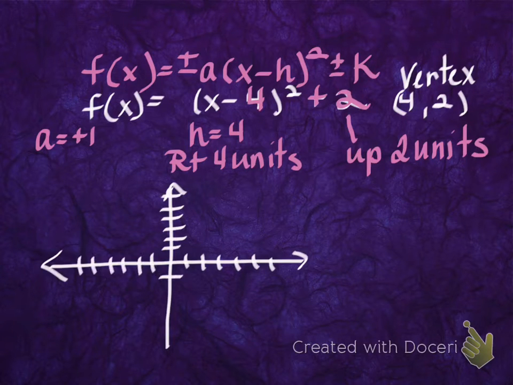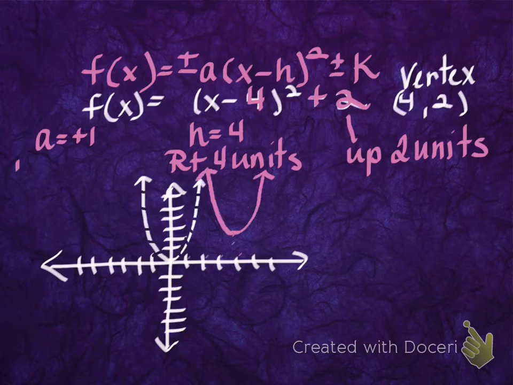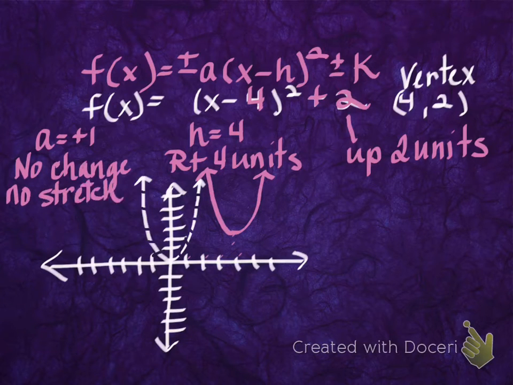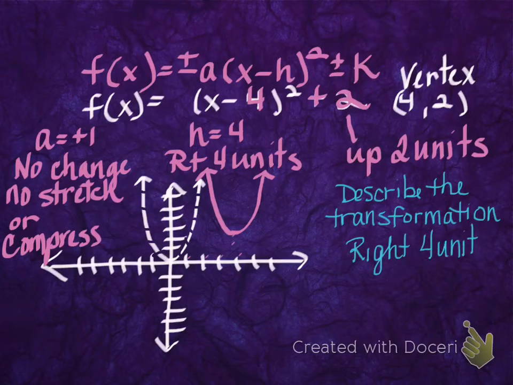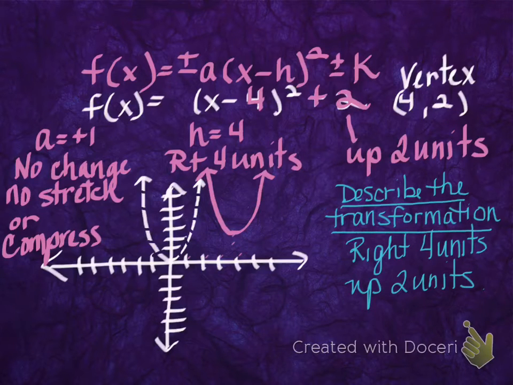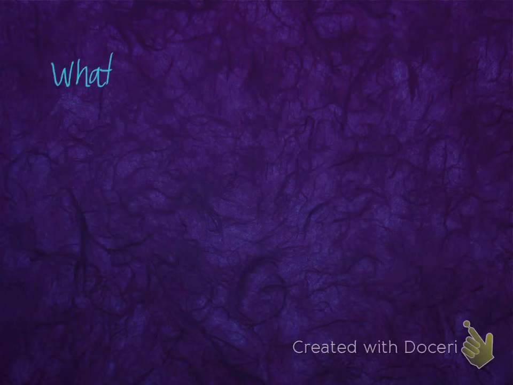So a rough graph of that might look like this. If that's the parent, we've moved it right 4 units and up 2 units. And there's no stretch or compression. Again, describing it in words, right 4 units, up 2 units. That would be it. There's only 2 changes.